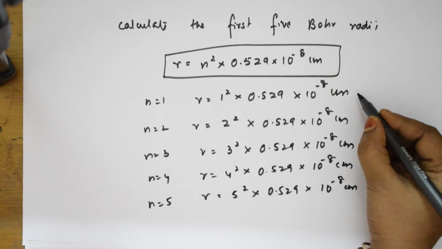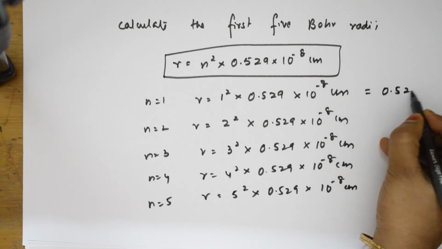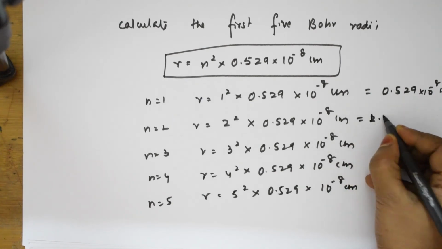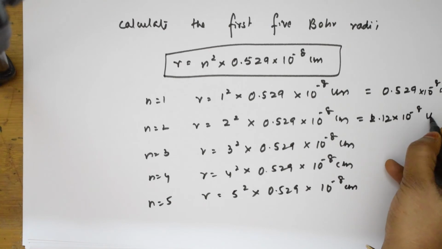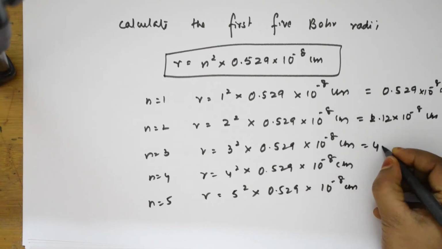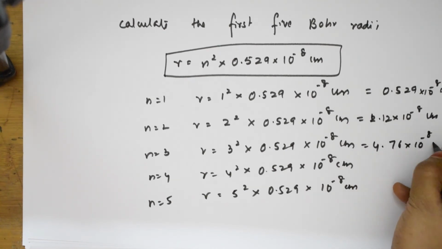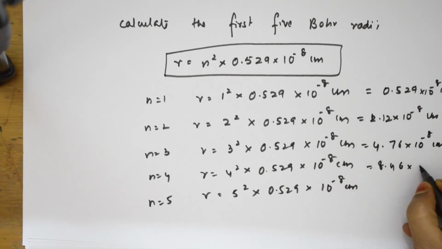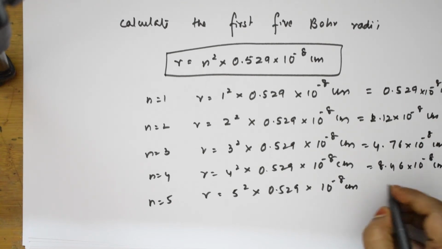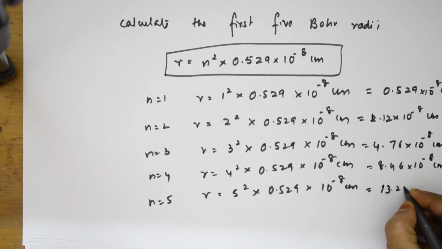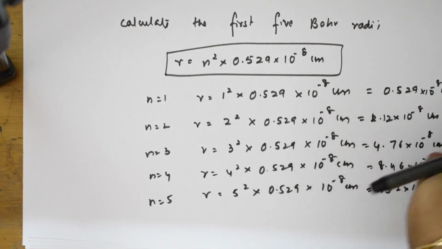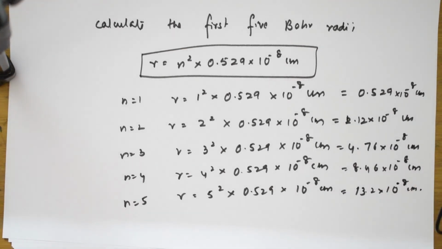If I solve, I get here 0.529 into 10 raised to the power of minus 8 centimeter. In the second case, I get 2.12 into 10 raised to the power of minus 8 centimeter. In the third case, I get 4.76 into 10 raised to the power of minus 8 centimeter. In the fourth case, I get 8.46 into 10 raised to the power of minus 8 centimeter. In the fifth case, 13.2 into 10 raised to the power of minus 8 centimeter. Fine. This is how you're going to calculate the radius for the Bohr's orbit. Fine. So applying in the formula.